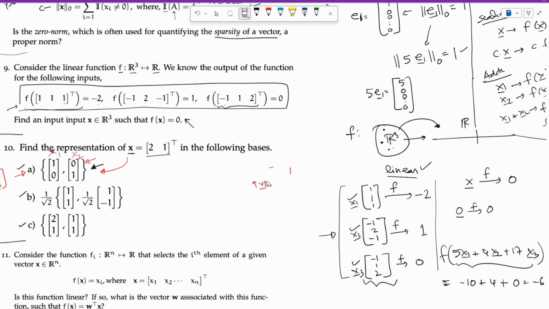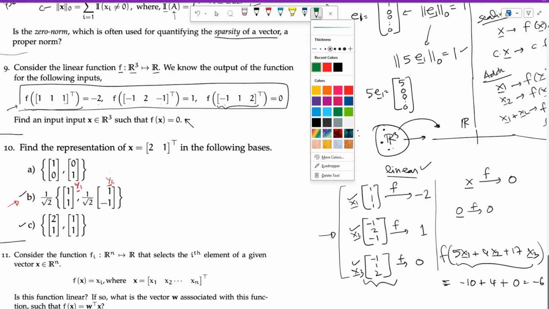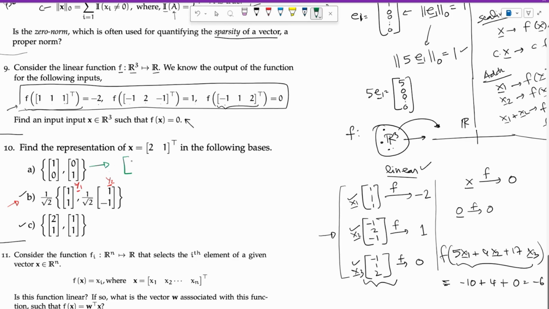Let's try to do the same thing for the next one. For now, I'm going to say that both B and C are bases for R2. Tell me if B is an orthonormal basis. So you essentially verify the conditions that we talked about. Let's call the first vector y1, second vector y2. We now want to find the representation of this vector (2, 1) in the B basis. First thing we want to verify is if it's an orthonormal basis.